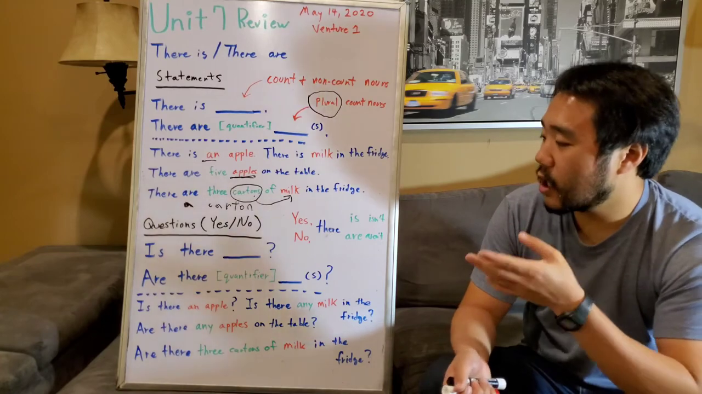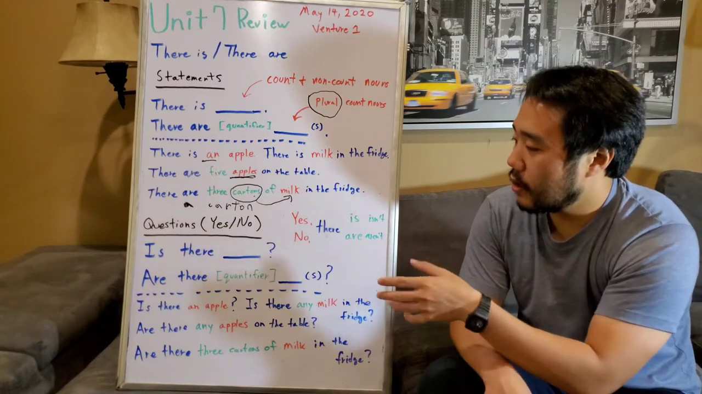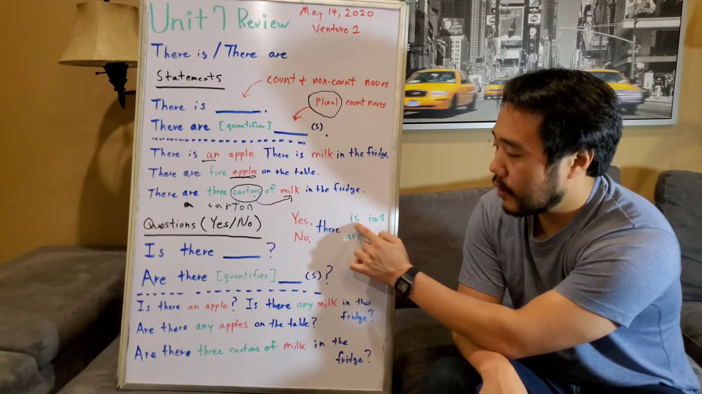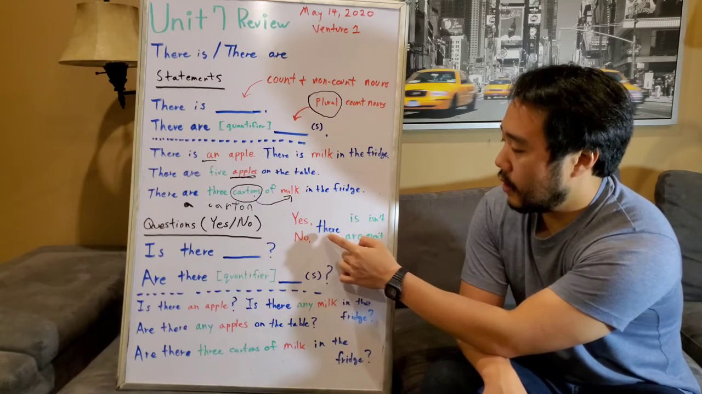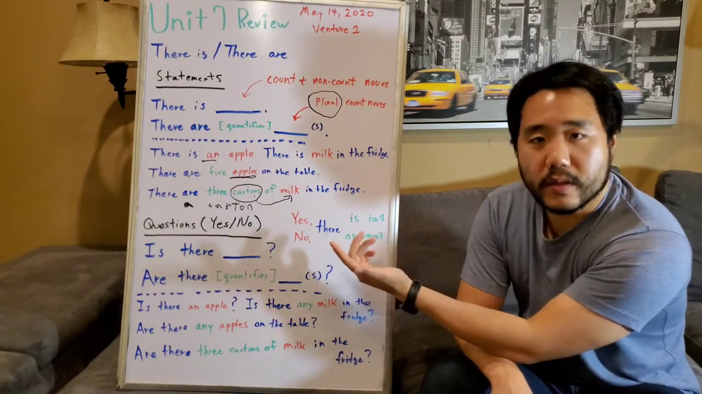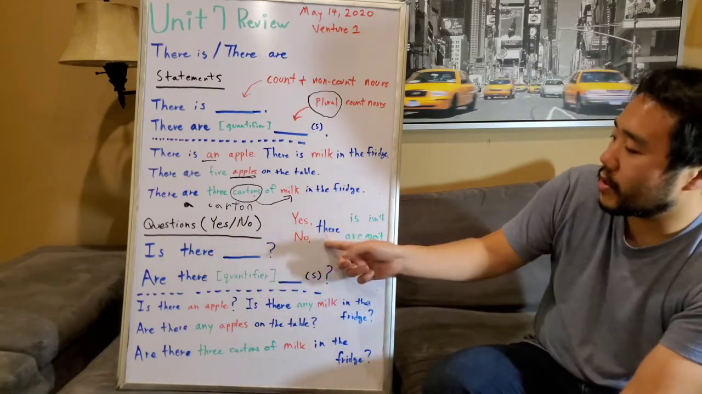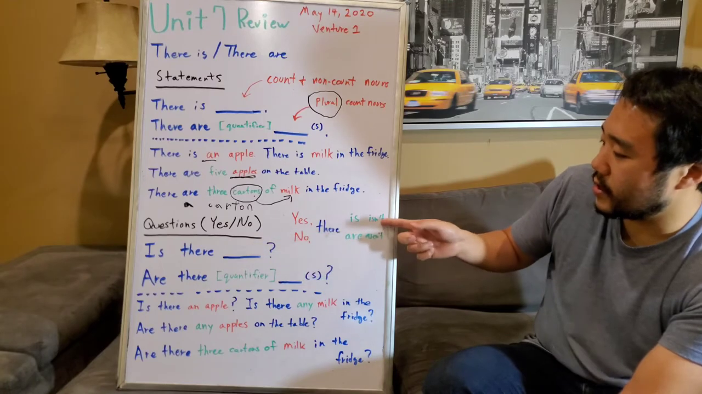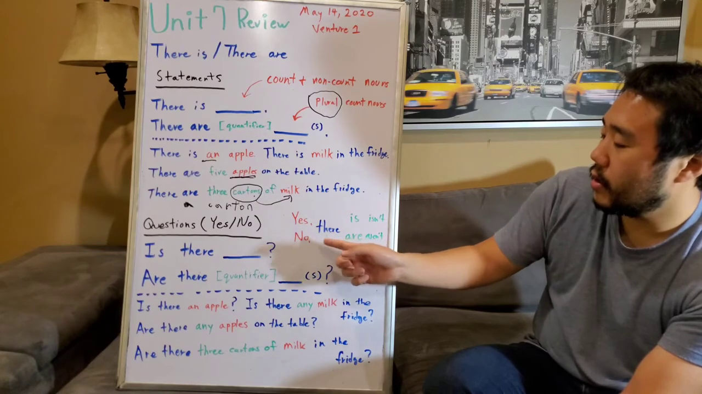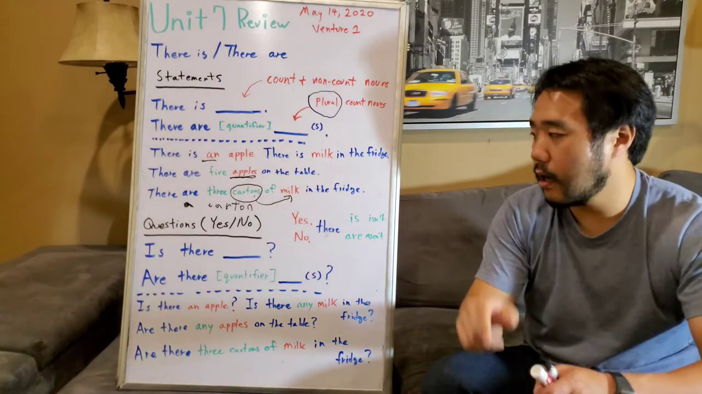And I'm gonna go over the count and non-count nouns, but whatever they are, this is a yes or no question. So it's gonna be yes, there is, yes, there are. The is is for singular, and isn't is the negative form of singular. So, okay, one more time. Yes, there is, no, there isn't. If it's plural, yes, there are, and if it's no, there aren't, A-R-E-N-T, apostrophe.